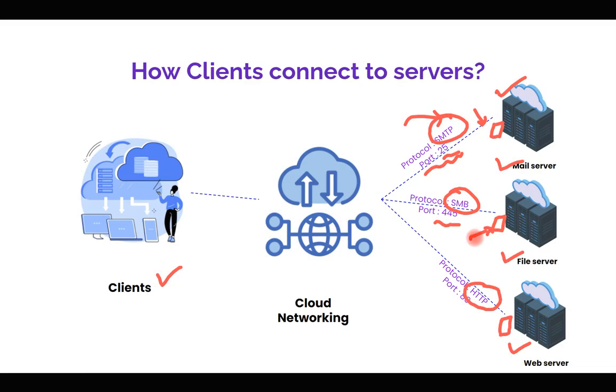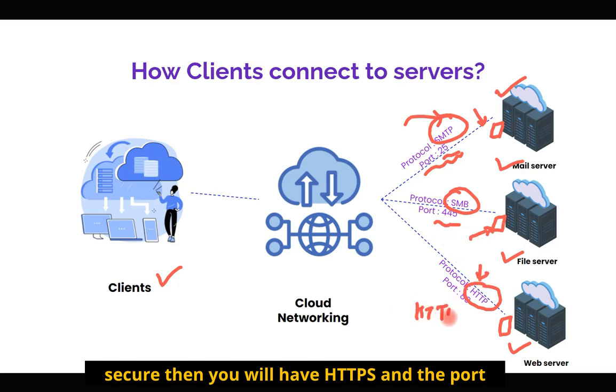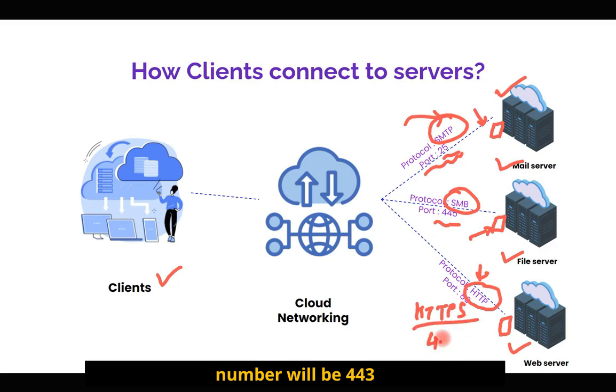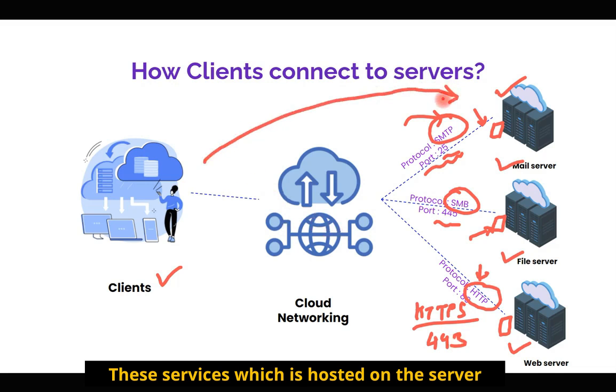Similarly, for accessing any website which is not secure, that is HTTP. If it is secure, then you will have HTTPS and the port number will be 443. So this is how our client machine can access these services hosted on the server through the cloud network, but it requires some additional information like protocols, ports, gateways, and subnets, whatever is related to your server. That is required to be understood by this client machine. So this is how our client machine connects to the server.